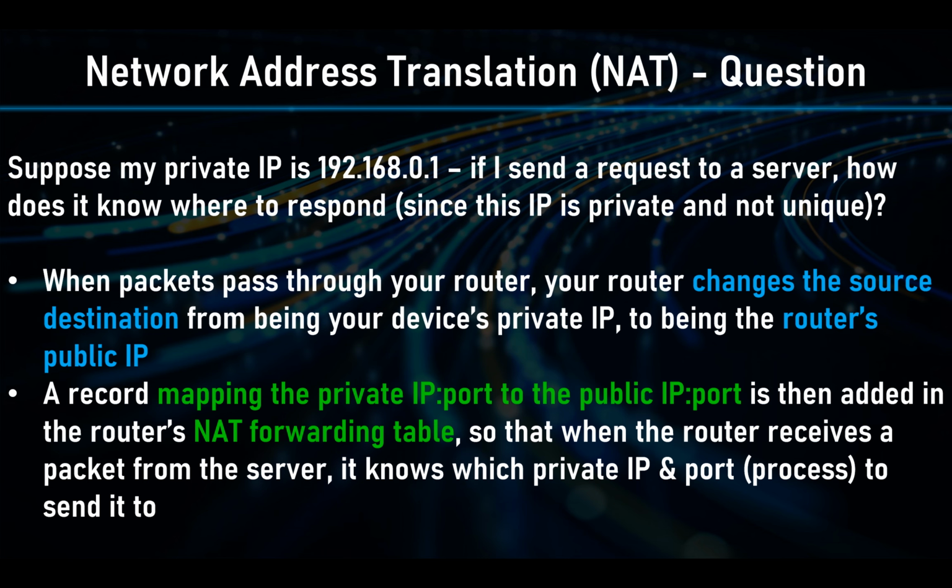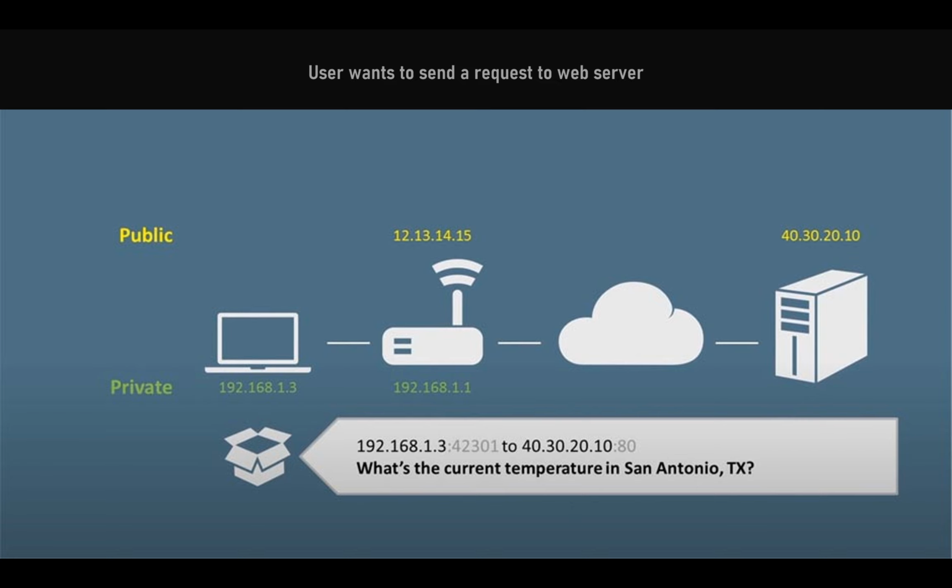So what this means is that when the router receives the response, it can look at this mapping and say, if something has come in to this port number, then I need to send it to this device, this IP, and this port, so it's sending it to the correct device on the network. Alright, so let's see a diagram of how this works.